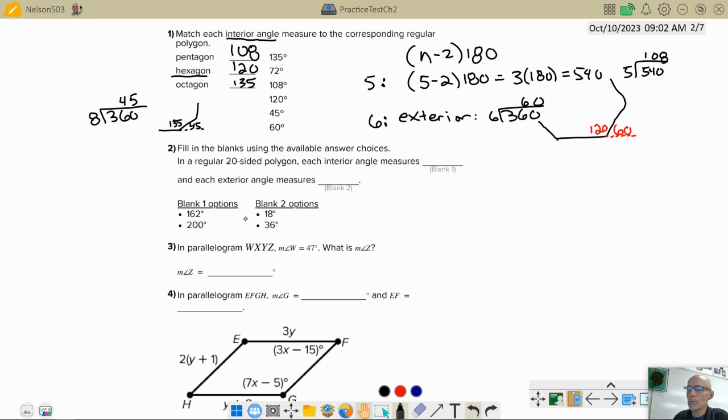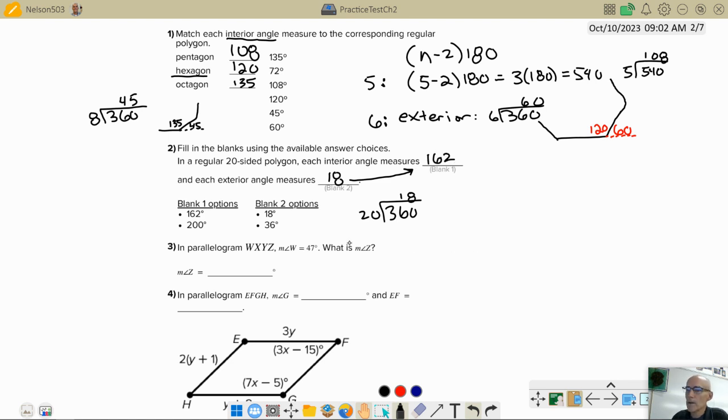Number 2 is doing kind of what we did up there, right? So I took 360, I do the exterior angle first, and I divide it by 20. 20 goes into there 18 times. So the exterior angle is 18, and then the interior angle has to add up to be 180. They're supplementary with each other, the interior and the exterior. See, they add up to be 180. So that has to be 162.